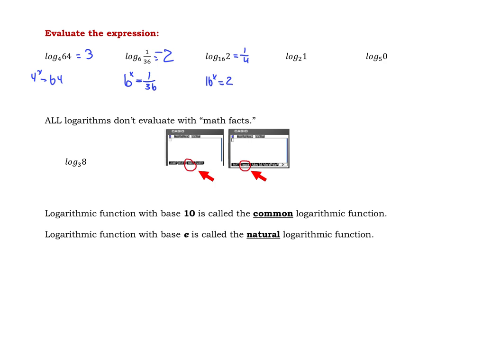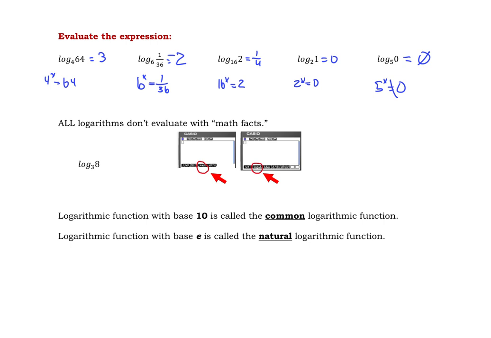And then when my argument is 1, the answer is always 0, because we think about 2 to what power equals 1. Any number to the 0 power is 1. And then this last one is no solution. It is an empty set, because there is nothing that's going to take a base and make it equal to 0. There is nothing here that would happen. So I have to remember my argument cannot be 0. That's important to remember.